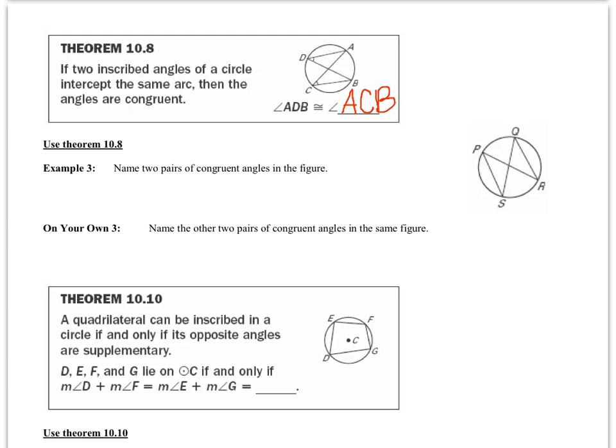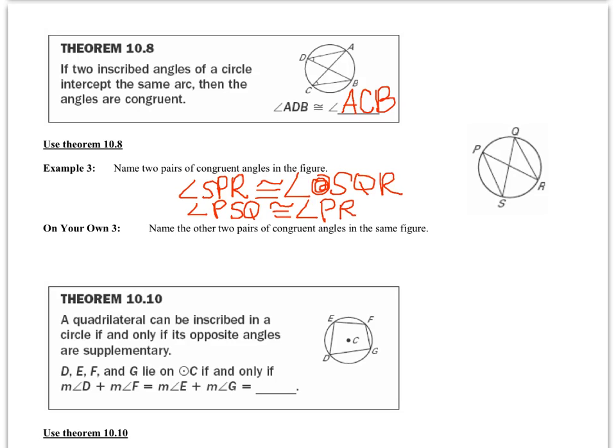So using theorem 10.8, example 3 says name two pairs of congruent angles on the figure. Well, we're going to know that angle SPR is congruent to angle SQR. Those are going to be congruent to each other. And we're also going to be able to say angle PSQ is congruent to angle PRQ.